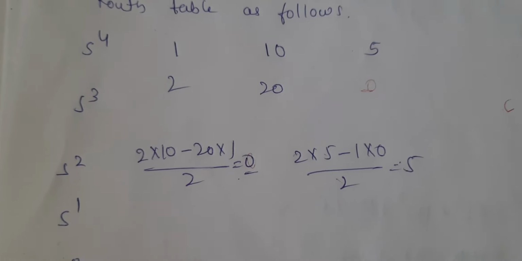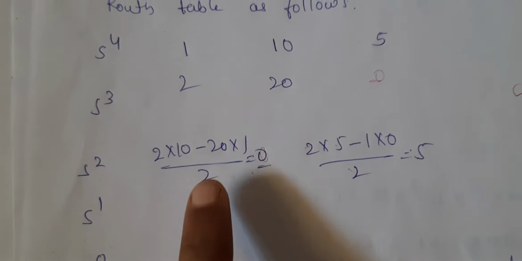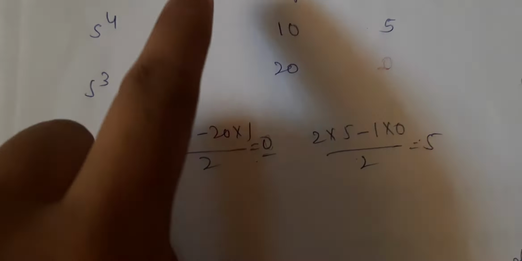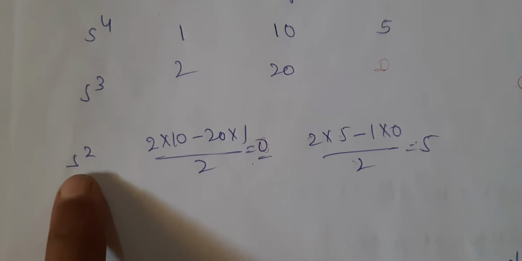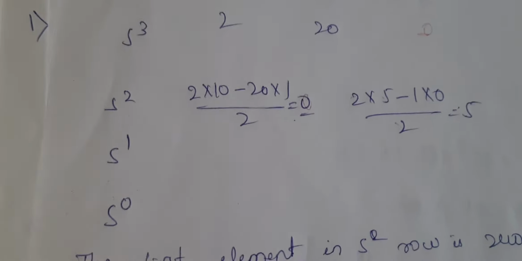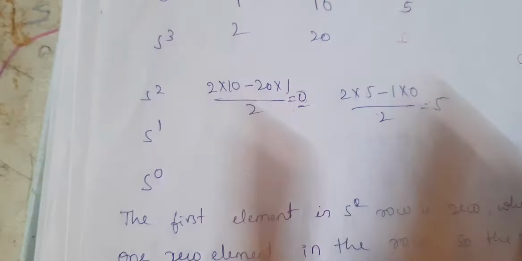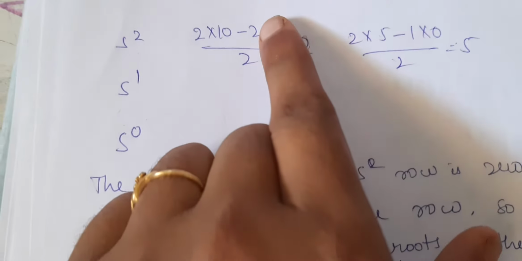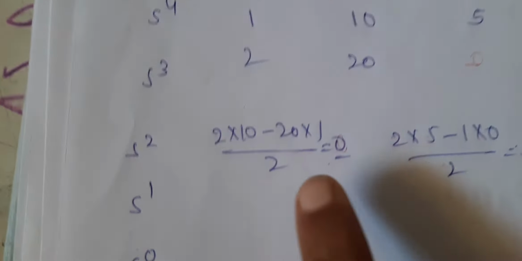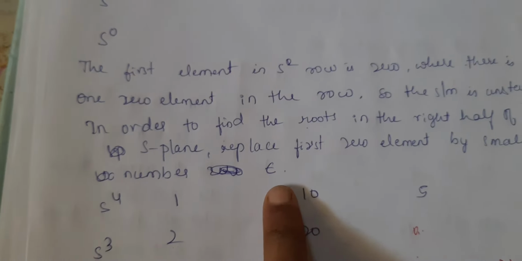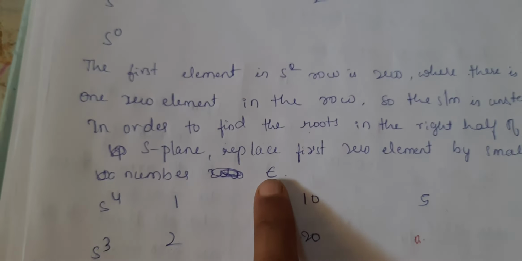There exists a 0 in the first column of the s^2 row, so the system is unstable. In order to find out the number of roots in the right half of the S-plane, we have two methods. The first method is that we have to replace that 0 by a small value, that is epsilon. In place of 0 we have to place epsilon.